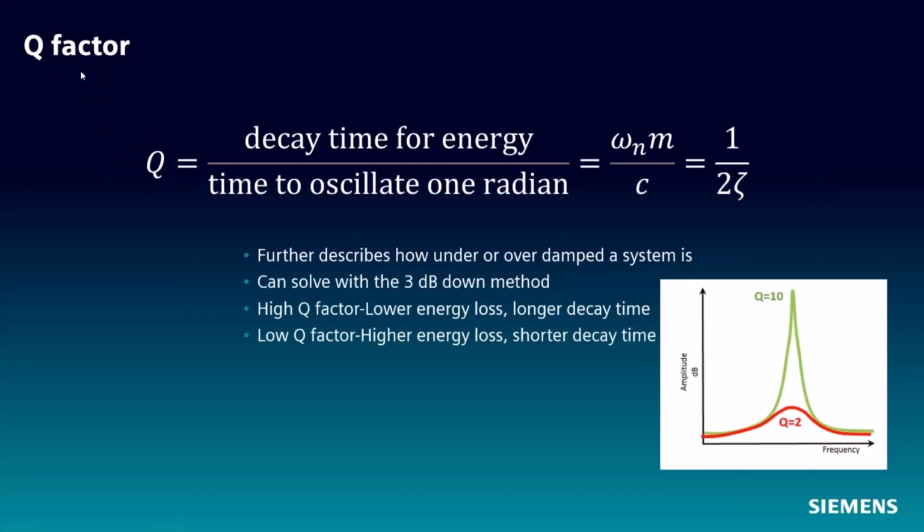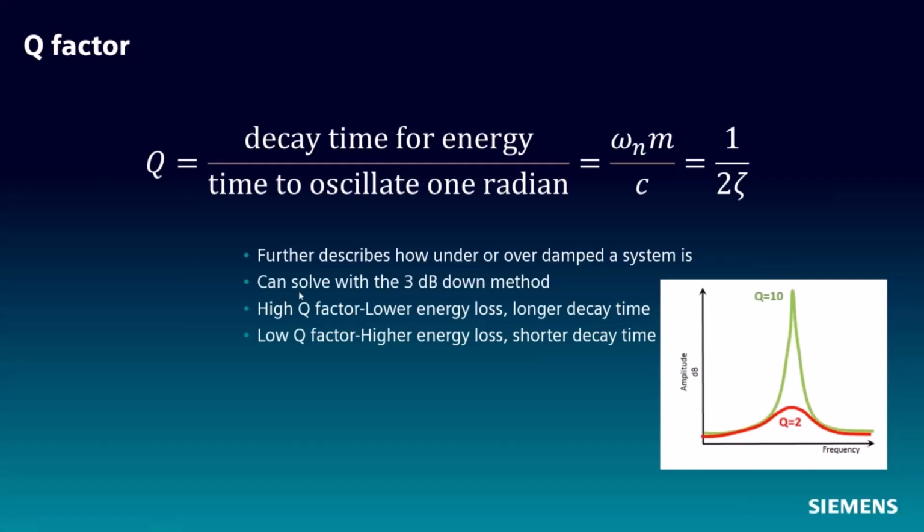You might have heard of this before, but the Q factor is by definition based on energy loss. So we're looking at the decay time for energy over the time to oscillate 1 radian. And that's the definition of the Q factor, and it's related to zeta. And so Q gives you an idea of how sharp this resonance is going to be. The higher the Q factor, the sharper the resonance. It has an inverse relationship with zeta. So the higher the Q factor is, the lower the percent critical damping is.